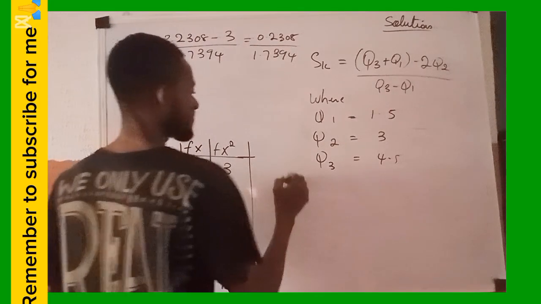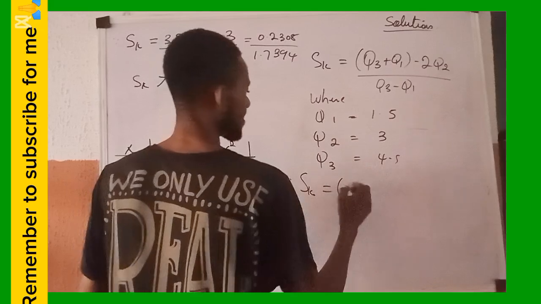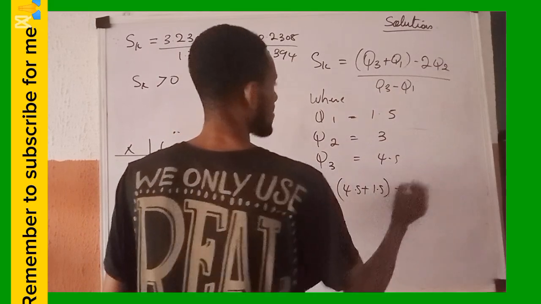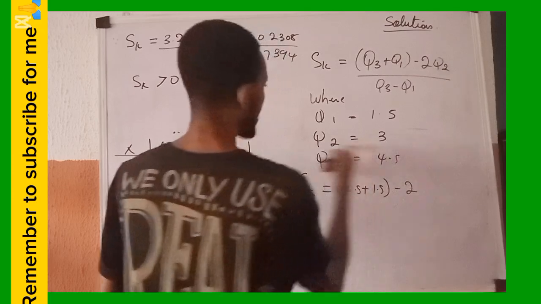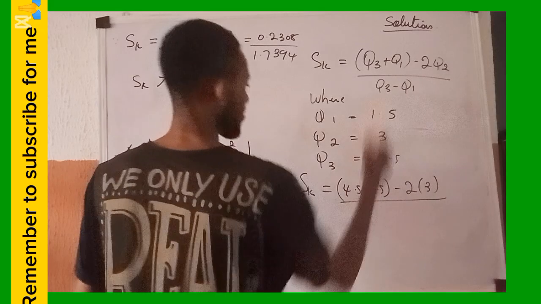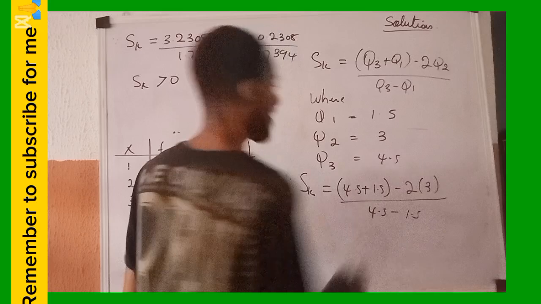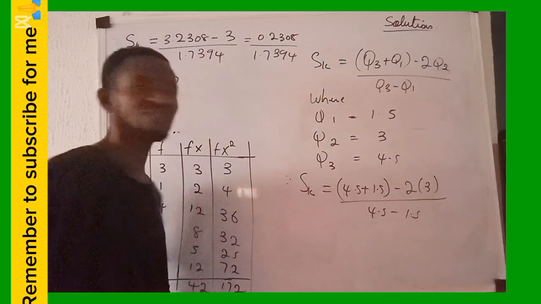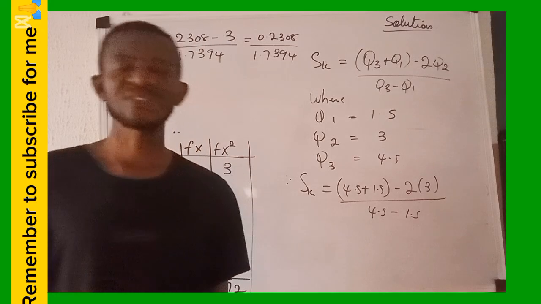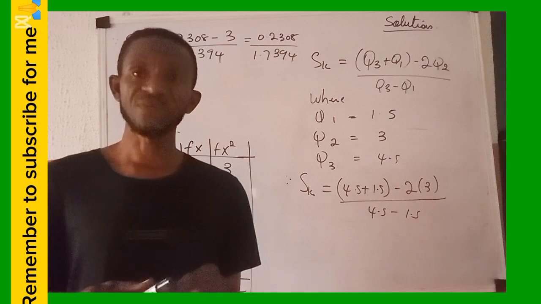So we now say, therefore, our S subscript K is given as, my Q3 is 4.5 plus my Q1 is 1.5 minus 2, then my Q2 is this 3, close it, all over my Q3, which is 4.5, and then my Q1, which is 1.5. So the moment you evaluate this, that becomes the coefficient of skewness according to Bowley, or Bowley's coefficient of skewness.